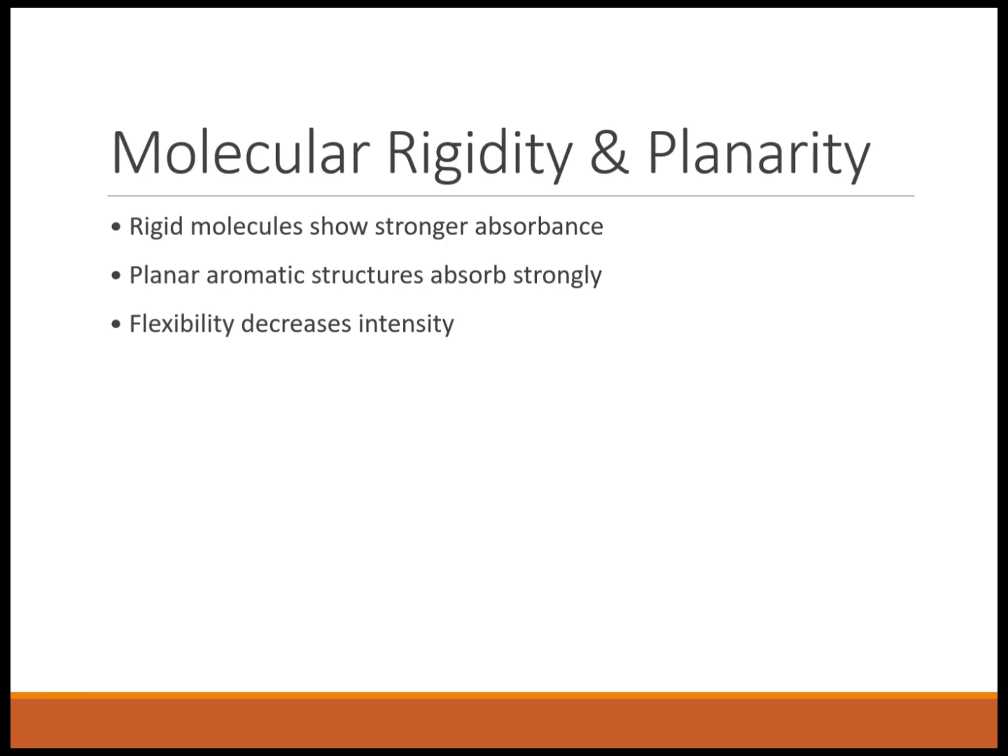Now we will discuss the molecular rigidity and planarity. Rigid and planar molecules show stronger electronic delocalization, giving sharper, stronger UV visible peaks. Flexible or twisted molecules have poor overlap of p orbitals, weakening absorption. Aromatic compounds like naphthalene, anthracene, and polycyclic aromatics absorb strongly due to their rigidity and planarity.